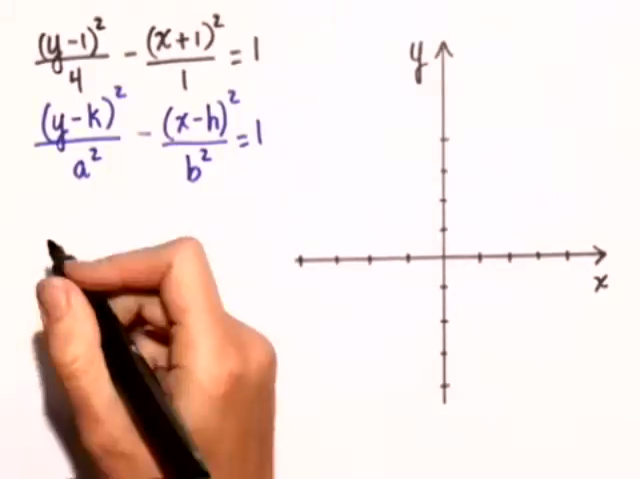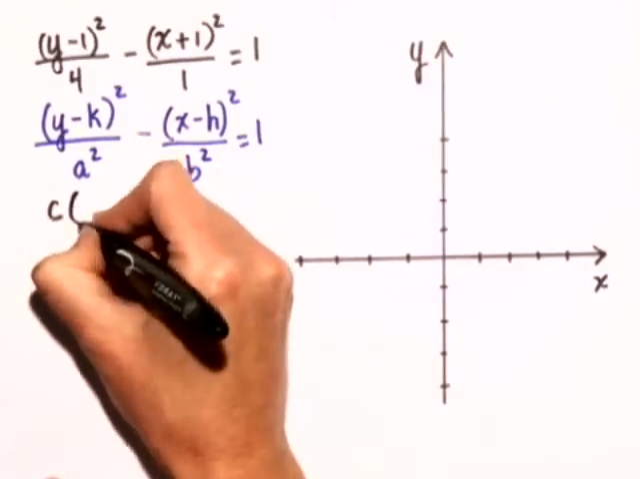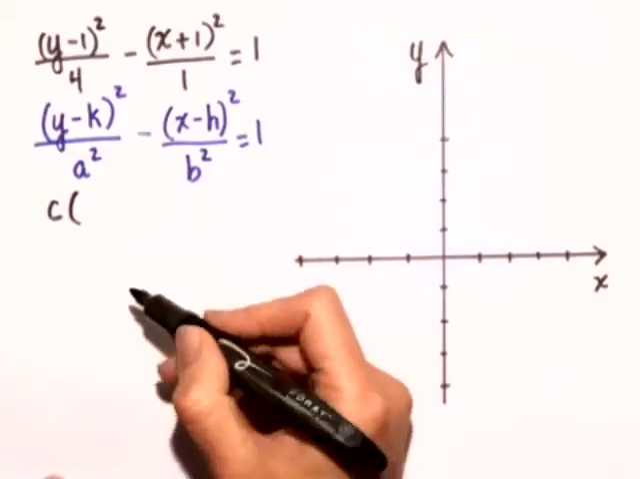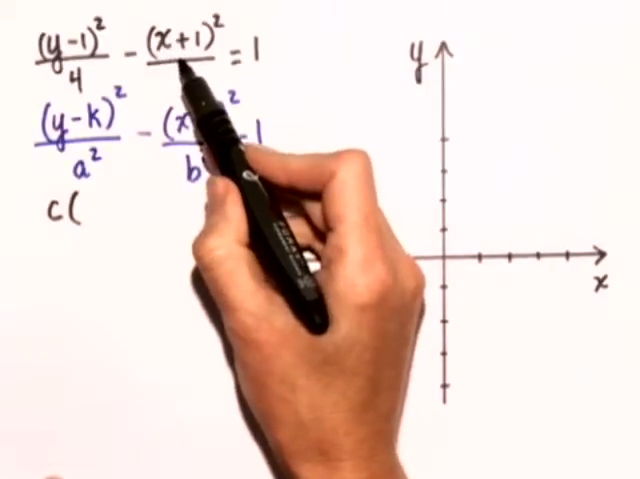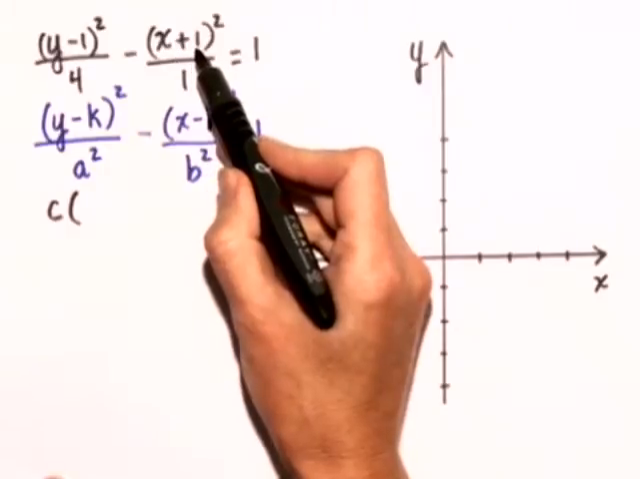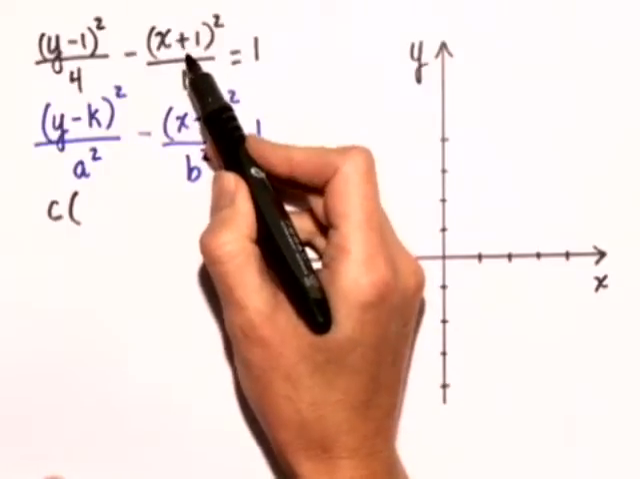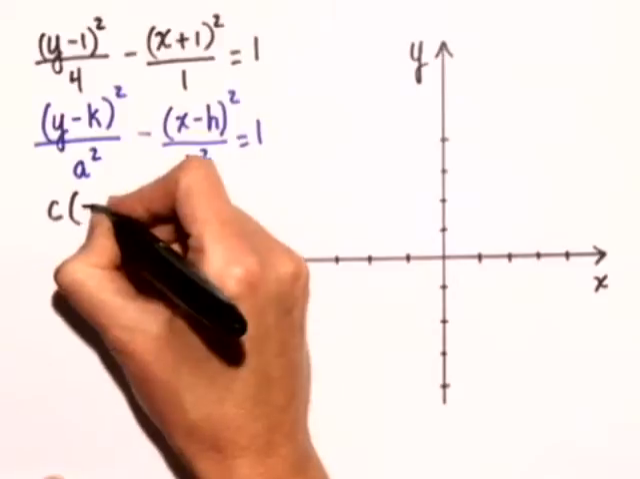We're ready to state the center. The center is always going to be h comma k. So be careful, we want to go to our x term first. It's x minus h, so our x coordinate of our center is really negative 1.